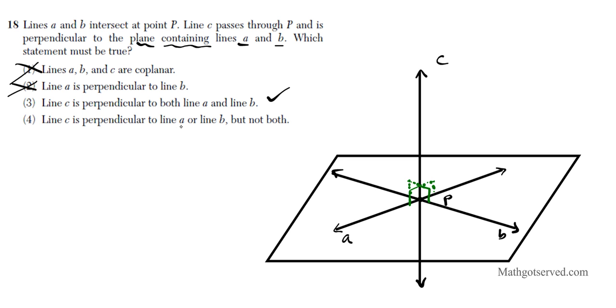And then, line C is perpendicular to line A or B, but not both. This is false. Since they are on the same plane, they're going to be coplanar, all right? And since C is perpendicular to that plane, from C's perspective, they have the same steepness. So C is perpendicular to both of them. So this is false also. All right. So the correct answer is option 3.